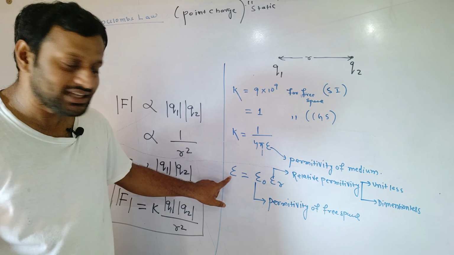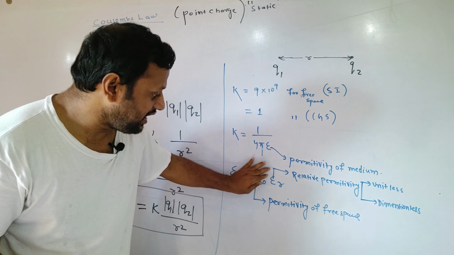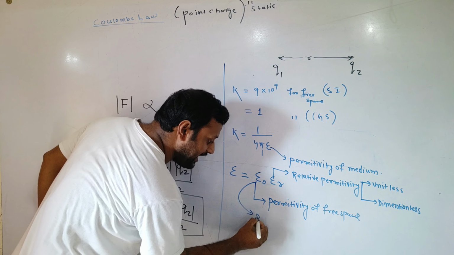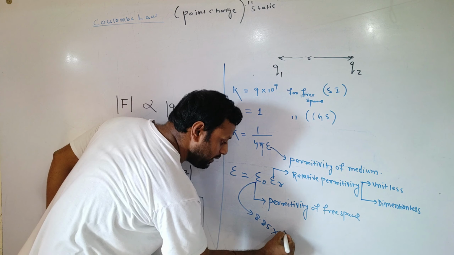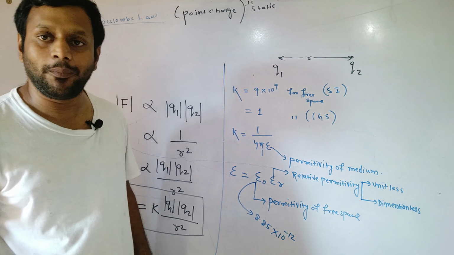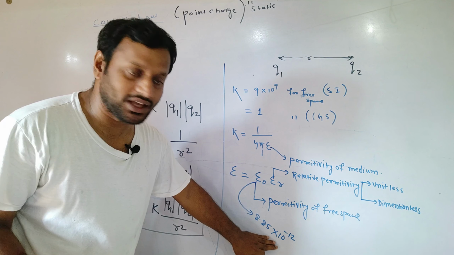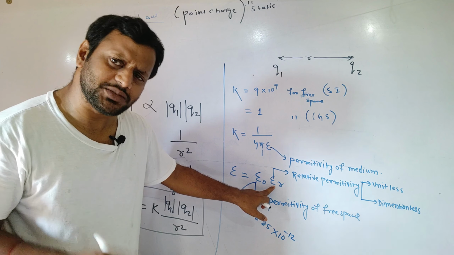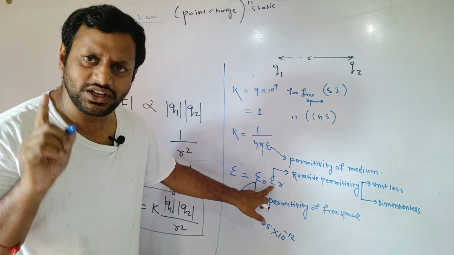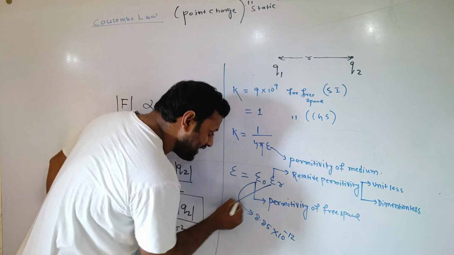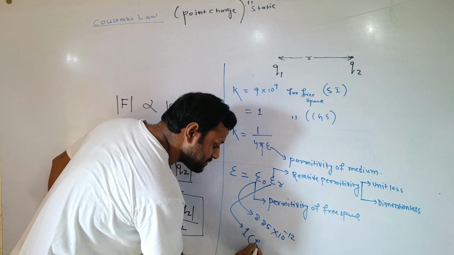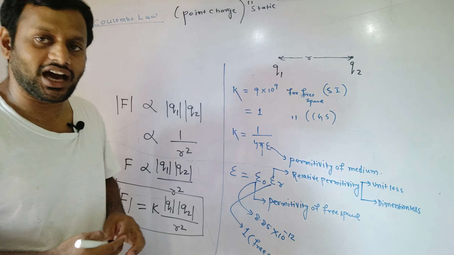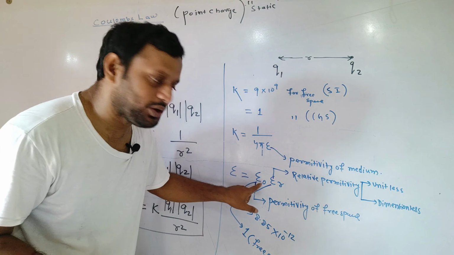Then the value of epsilon is epsilon 0 into epsilon r. Again epsilon 0 is constant, and its value is 8.85 into 10 to the power minus 12. It is fixed. So the only variable quantity is epsilon r. For free space, the value of epsilon r is equal to 1. So epsilon is equal to epsilon 0.